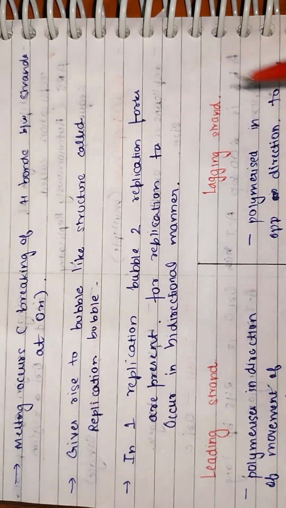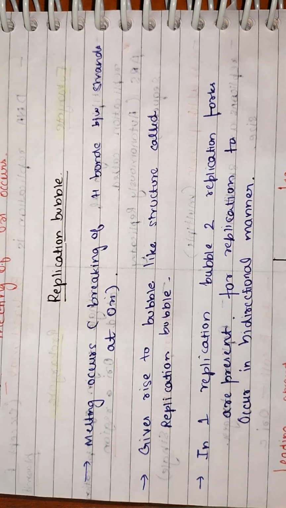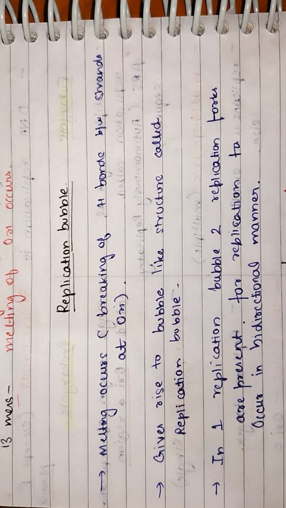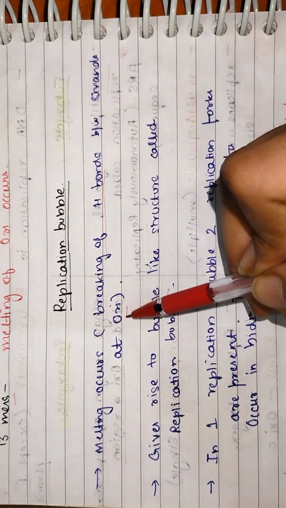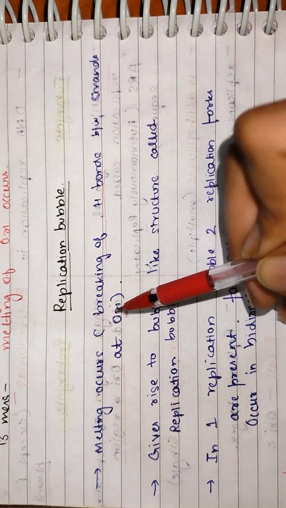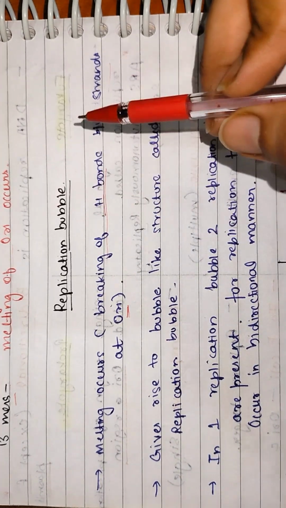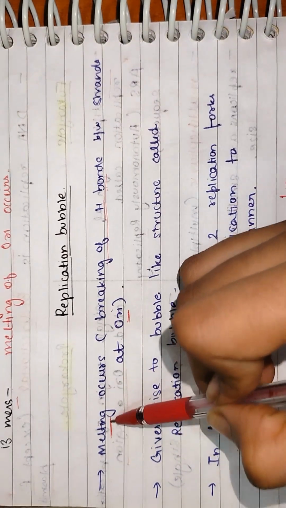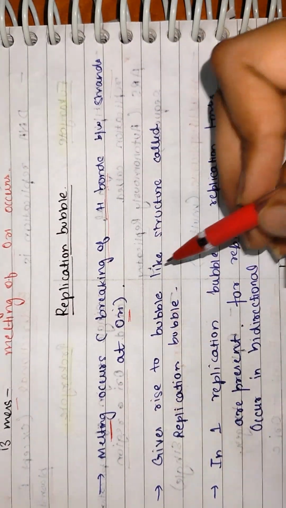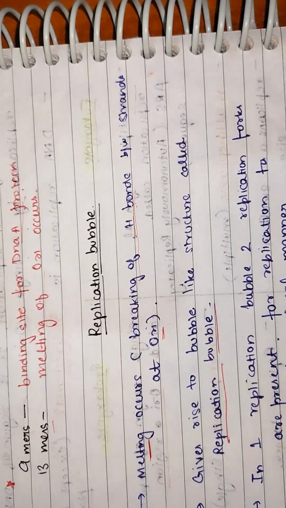Now what is a replication bubble? As we all know, DNA replication begins by breaking of the hydrogen bonds between the strands at the ORI, that is, at the origin of replication the hydrogen bonds will break between the two strands of the DNA, and this breaking of hydrogen bonds means melting. It means the DNA is melting. This melting will give rise to a structure called a replication bubble.